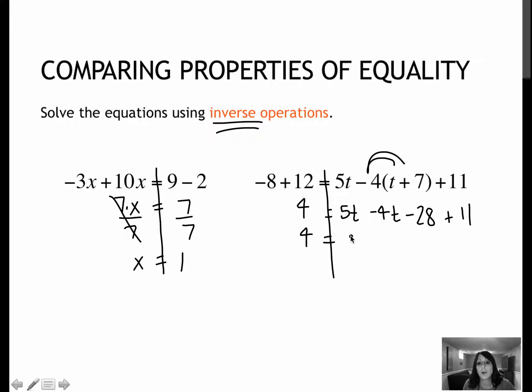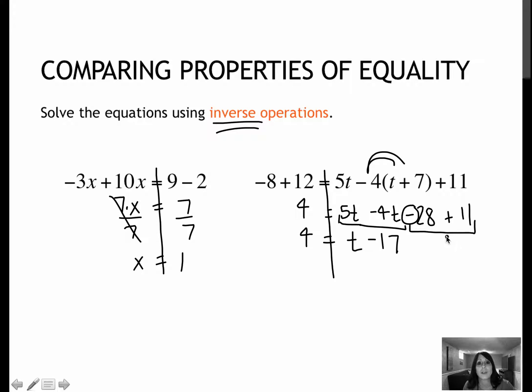So I'll leave the 4. I'm going to combine the 5t and the minus 4t because those are like terms. 5 minus 4 is 1, so that's 1t, or just t. And I'll also combine negative 28 and 11 because they are like terms. They're both constants. They're different signs, so I find the difference between 11 and 28, which is 17. The bigger sign is negative, so my answer is negative.